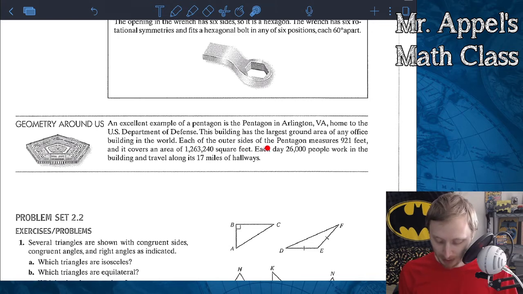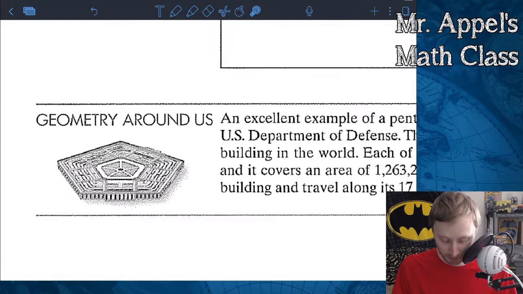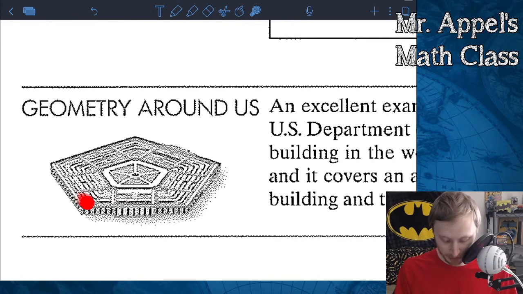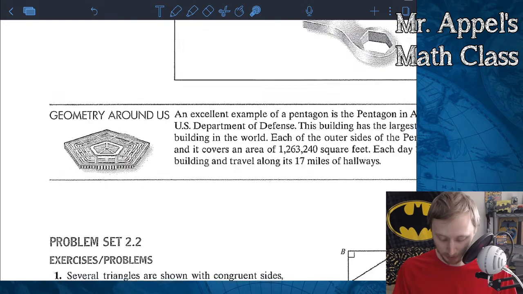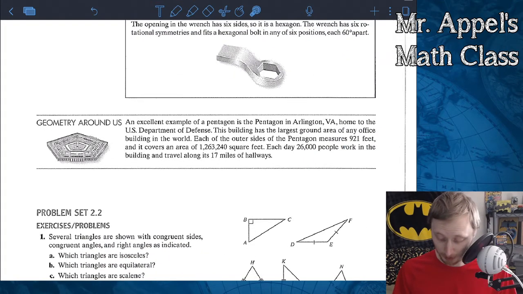Each of the outer sides of the Pentagon measures 921 feet, and it covers an area of 1,263,240 square feet. That's a big Pentagon. Each day, 26,000 people work in the building and travel along its 17 miles of hallways. Because you can see from this, you've got layers and layers of hall all the way around, and then next in, and it's just spiraling into the center there. That's a lot of hallway.